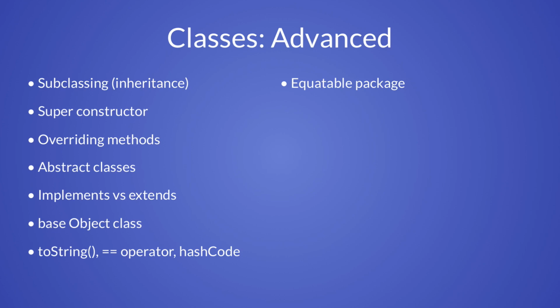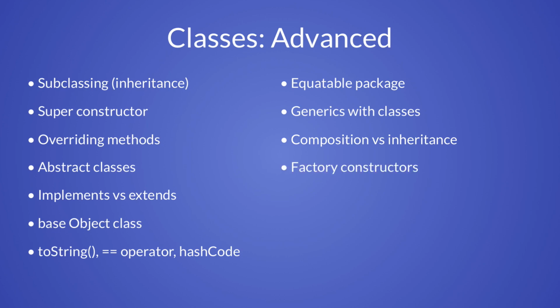We will see how the equatable package can generate these methods for us, and we will talk about generics and how to use them with classes. And we will learn about the difference between composition and inheritance using the Flutter widget tree as an example. After that, we will talk in detail about factory constructors, and we will complete this section by covering copying objects with the copyWith method and the cascade operator. All this content will give you a much deeper understanding about classes so that you can use them with more confidence when you write your Dart or Flutter apps.